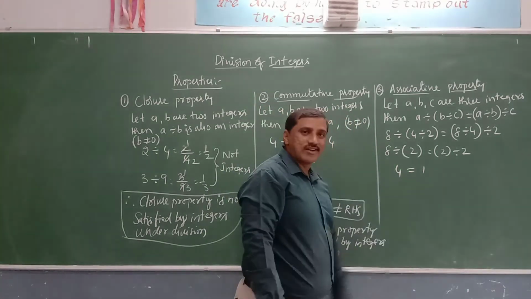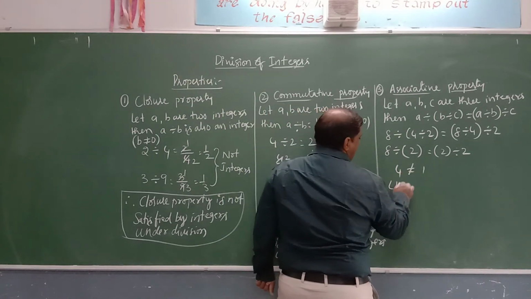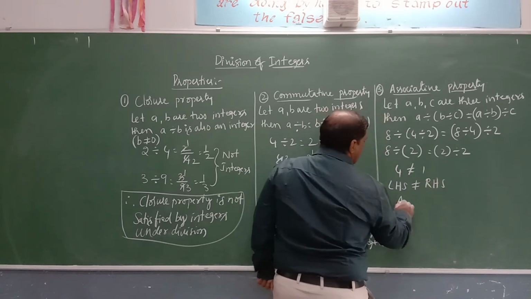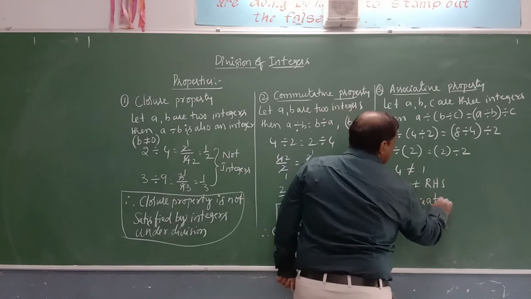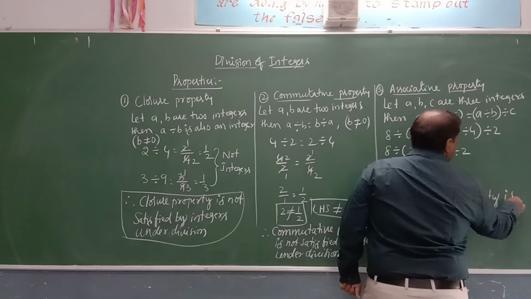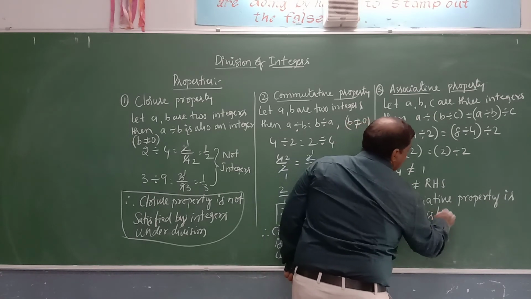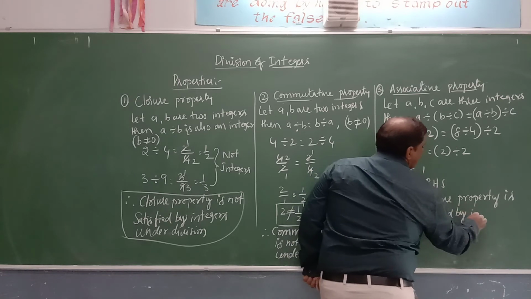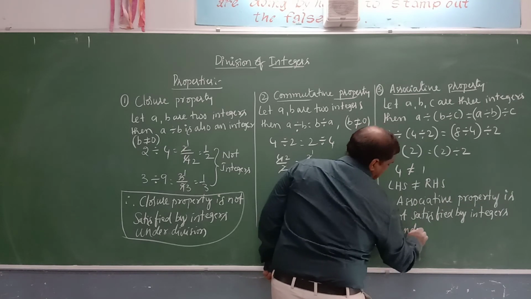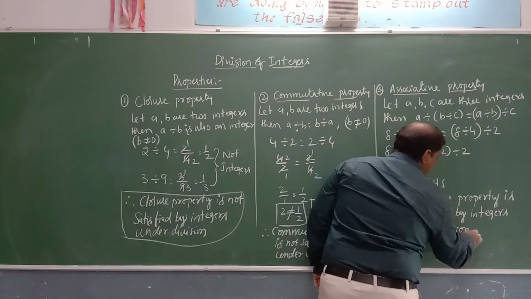Is 4 equal to 1? No, definitely they are not equal. 4 is not equal to 1. That is, LHS is not equal to RHS. Therefore, the associative property is not satisfied by integers under division.